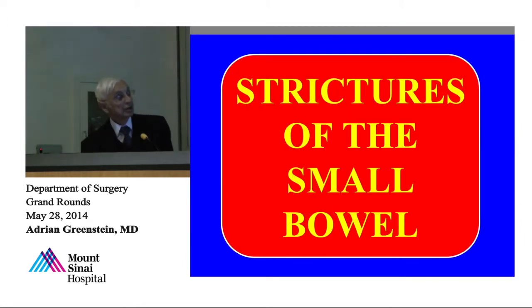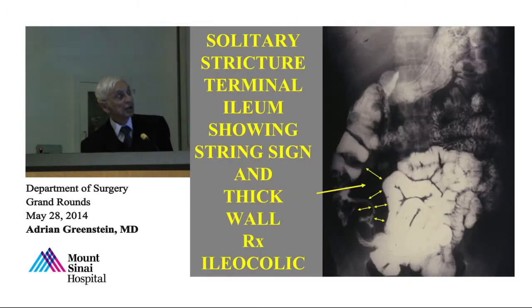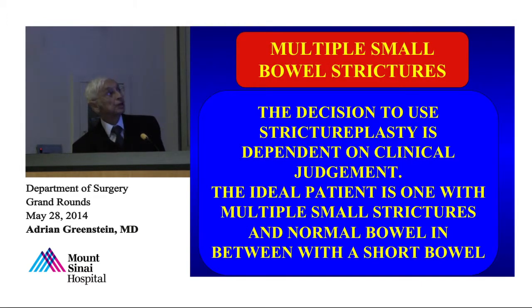Most strictures are single strictures. They show thickened bowel wall. They show a single stricture. And they do an ileocolic resection with reanastomosis for those patients. However, multiple small bowel strictures are a much more challenging problem. The decision to use strictureplasty is dependent on clinical judgment.